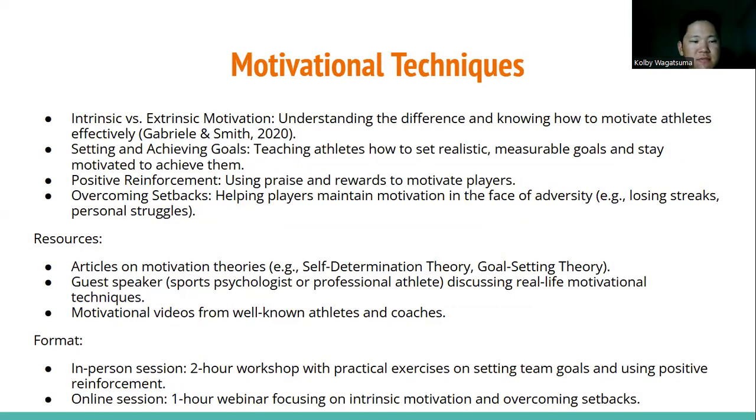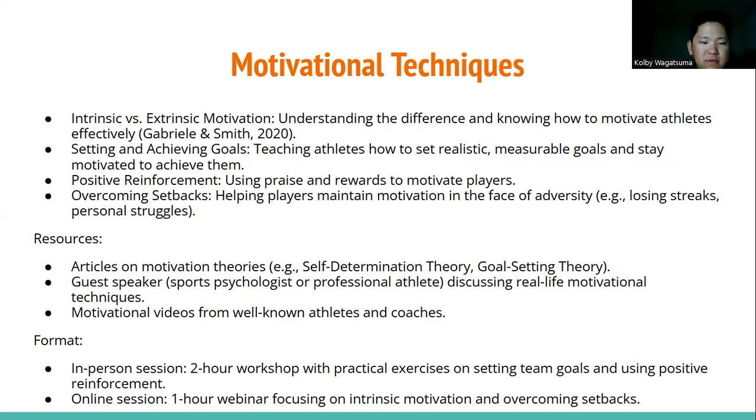And then we have motivational techniques, such as intrinsic and extrinsic motivation, understanding the difference and knowing how to motivate athletes effectively. Then you have setting and achieving goals, so teaching athletes how to set realistic, measurable goals and stay motivated to achieve them.